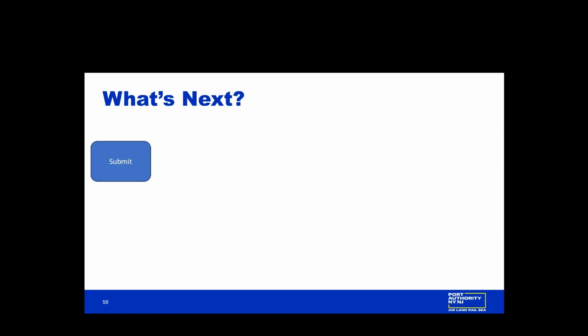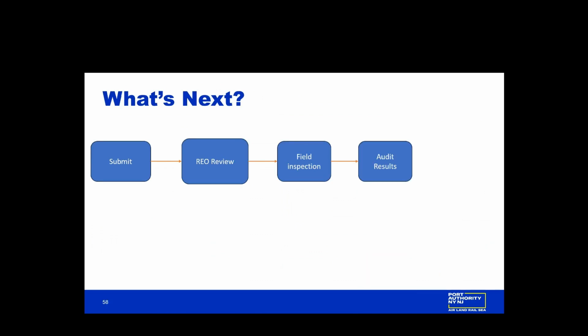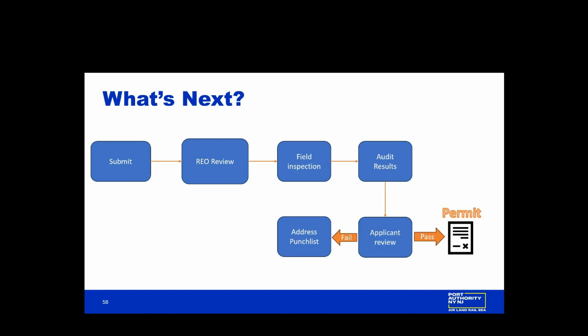So what's next? When you click Submit, the resident engineer office will review the documentation. They will request a field inspection from our review groups, in this case QD and other groups. There will be audit results that will be transmitted to the applicant who started the process. If the inspection passes, happily, we're going to have the permit in hand. But if it fails, you may need to address a punch list and resubmit with the proper documentation. How do you resubmit?